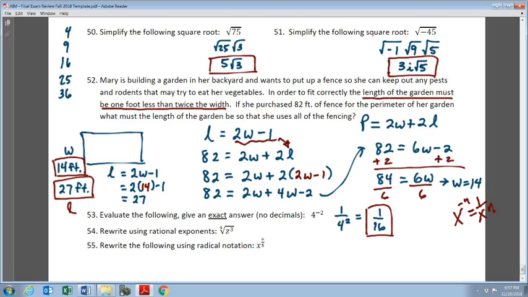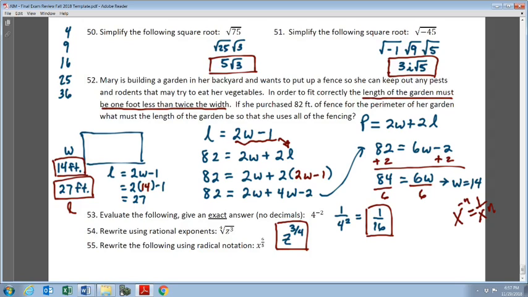And then rewrite using rational exponents. We learned that there's a relationship between radicals and fractions as exponents. And the main thing is the denominator of the fraction is the root of the radical. So in this case, this is a 4th root, so it's going to be z to the 3/4. The 3 comes from the exponent on the z.